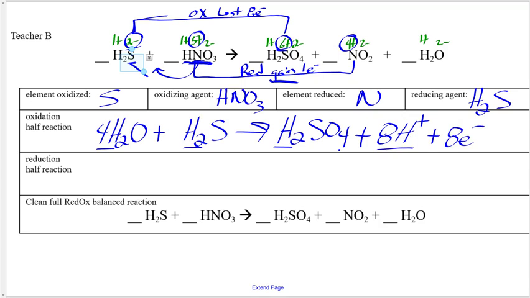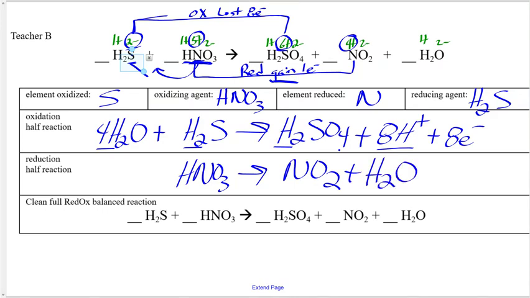Now I do the reduction half reaction. I go from bracket to bracket. HNO3 to NO2. Balance everything besides the hydrogens and the oxygens. The N's are balanced. We're good to go. Balance the oxygens by adding water to the side that needs more O's. So I add 1 H2O on this side. If you don't get that, pause it, really take a look at it.